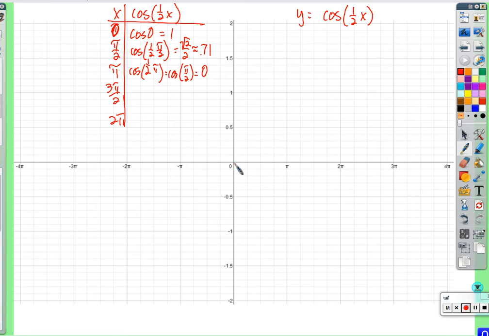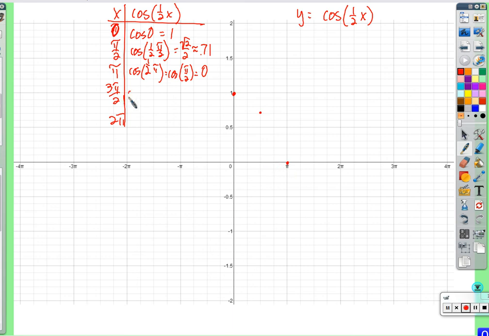Look at what we've done so far. Put in 0, we got out 1. Put in pi over 2, we're at 0.71, root 2 over 2. Now we put in pi, and we have finally come down to the x-axis, where normally we would have been at the x-axis at pi over 2, right? Yeah. Okay, let's keep it going.